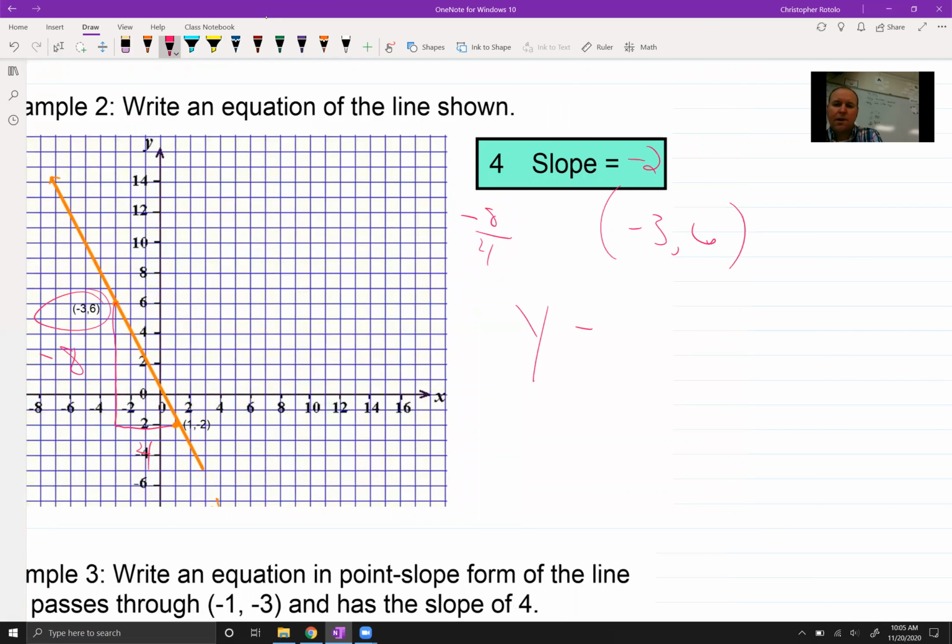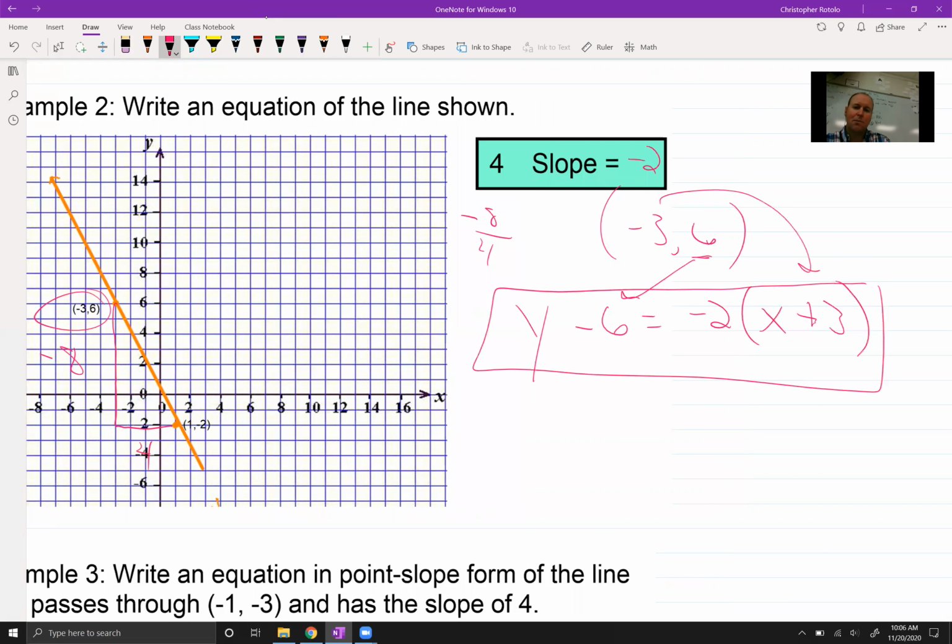y minus the y value equals the slope, x minus the x value, so minus negative 3, so plus 3. In other words, I'm just going to use the opposite of what I see. So if I see positive 6, this has to be negative. Negative 3, this has to be positive. And now we have it in point slope form.